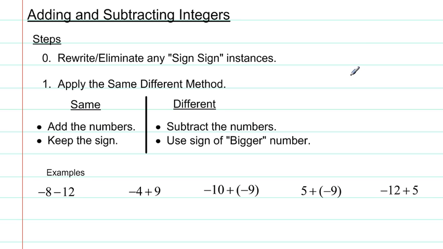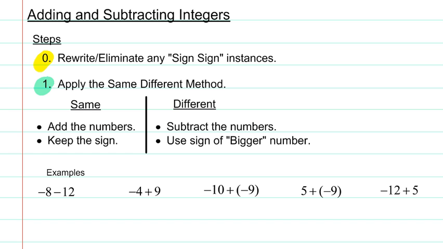Okay, so here we're going to learn to apply something called the same and different method. Okay, so step 0, we're going to rewrite / eliminate any sign instances. Okay, and step 1 is to apply the same or different method.